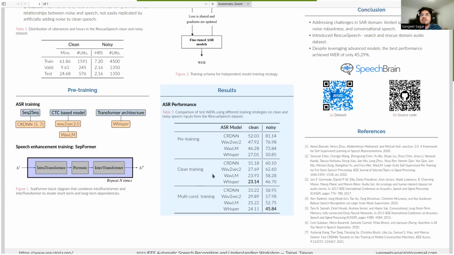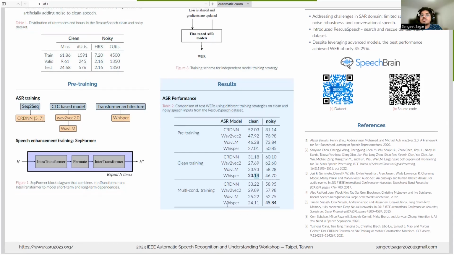In the clean training, we fine-tune for the first time, on the RescueSpeech clean dataset only, but we test on both the clean and noisy datasets also. So we again observe a further improvement in word error rate with Whisper. From 27, it went down to 23. But on noisy, the performance is still relatively equally bad. Now, when we do multi-condition training, that is equally mixing clean and noisy recordings, we observe a better word error rate, even better word error rate with noisy test inputs. However, with the clean inputs, there has been a little degradation in the word error rate.